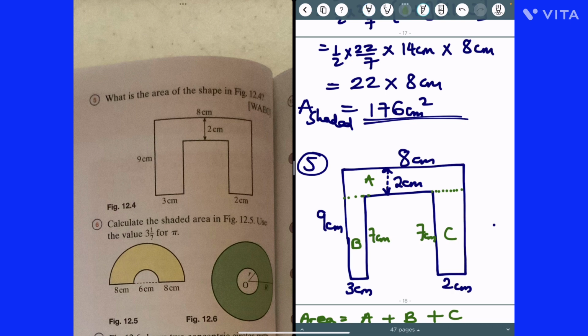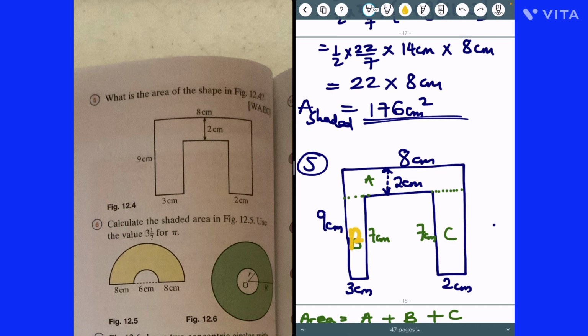So if we break it here, I'm going to change this to yellow. If we break it here and here, I have this side as side A, this side as side B, and this side as side C. Let me now find the dimensions of each. Side A, we have length 8 centimeters and breadth 2 centimeters. It's been shown here that the breadth is 2. So A is a rectangle of dimensions 8 by 2.